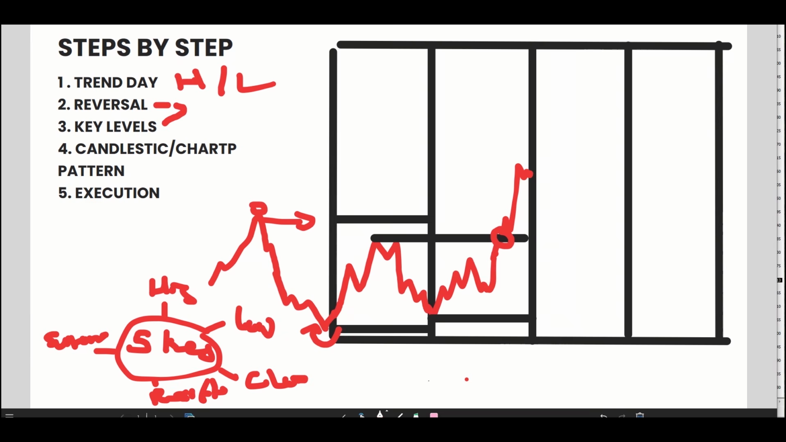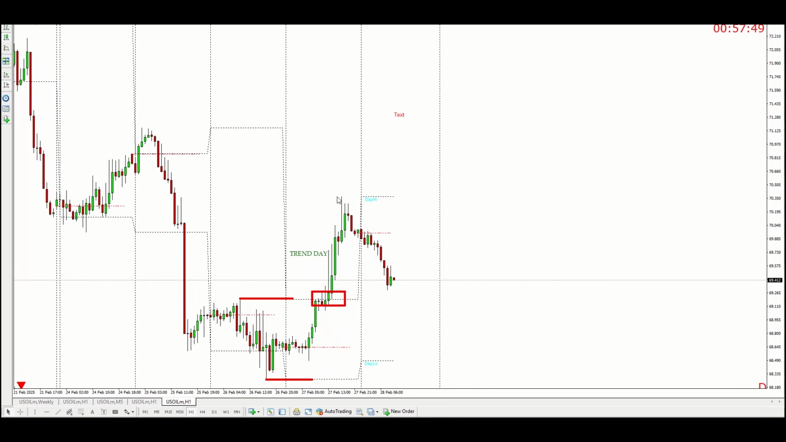So let's proceed. So the second step is what? We need a pullback. Okay, let's see. This is oil, right? Today we have the pullback we are looking for. And another important thing is to actually understand the times at which that asset moves. Oil can move in London and it can move in the United States, the New York session. Mostly it's gonna be around the New York session.